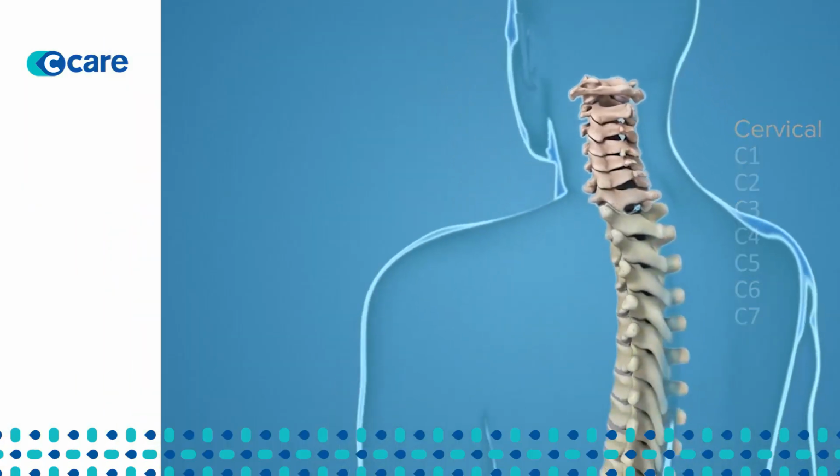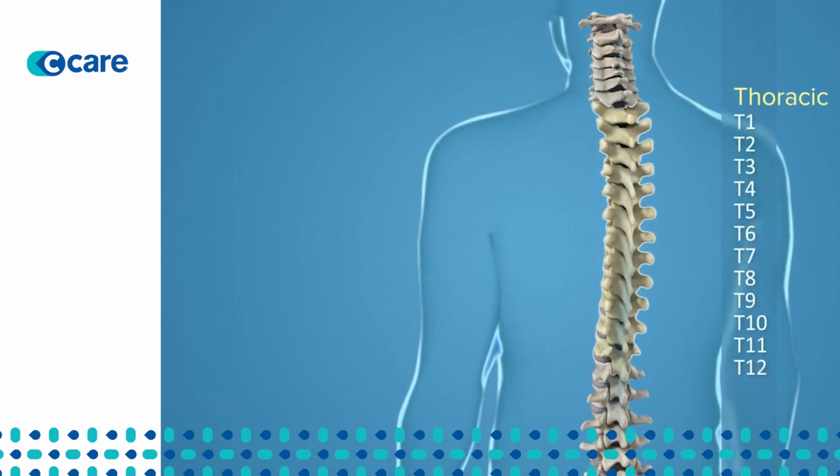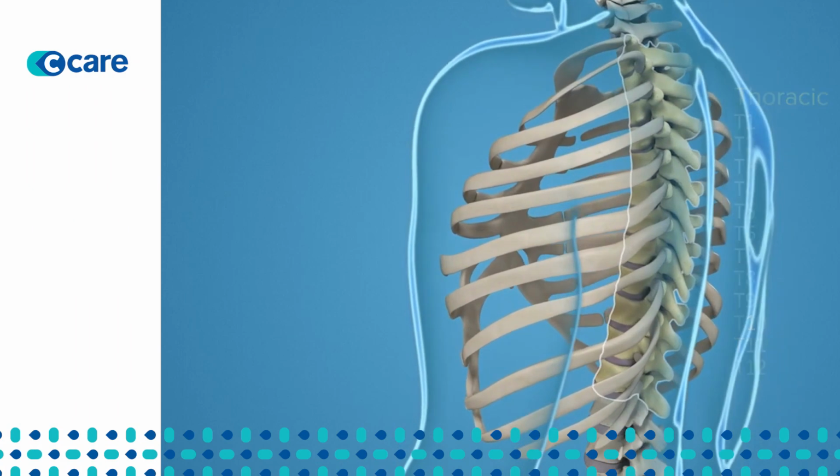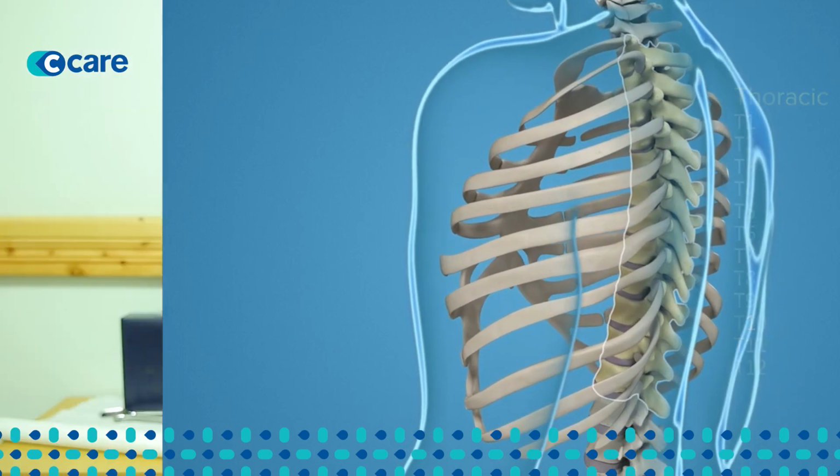The thoracic spine is fairly rigid because it has the ribs that attach to it, so it's more rigid than the cervical spine, and its role is to support and protect the important organs which are in the chest. It's basically a supporting structure.